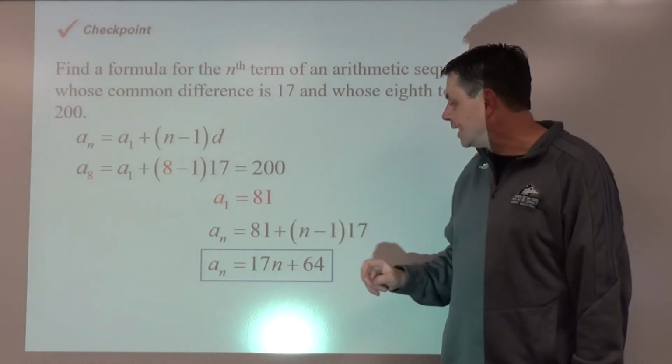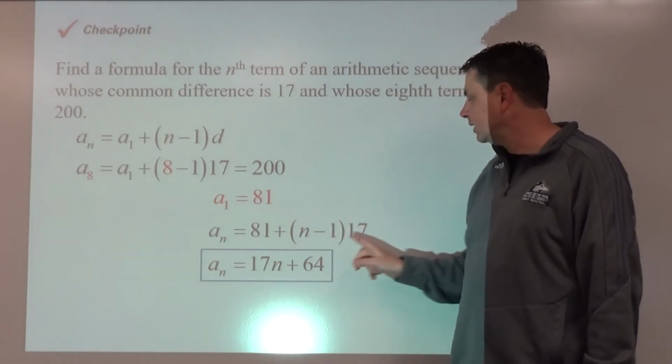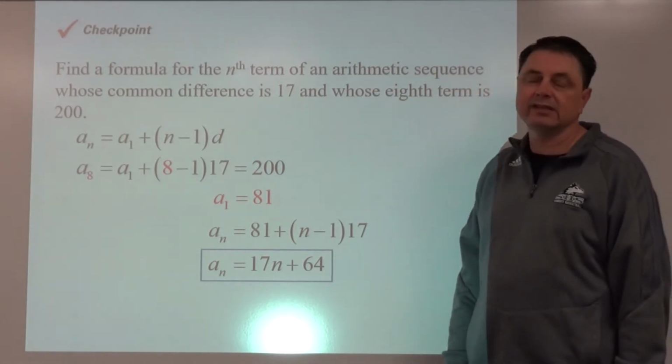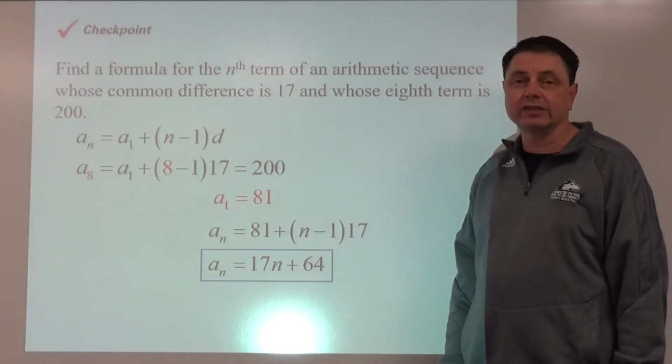And then substitute that back in with the a sub 1 and the d that we know. Distribute, combine like terms, and we get a sub n is 17n plus 64.